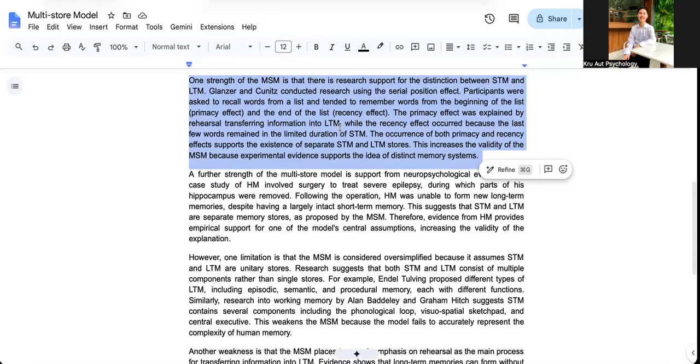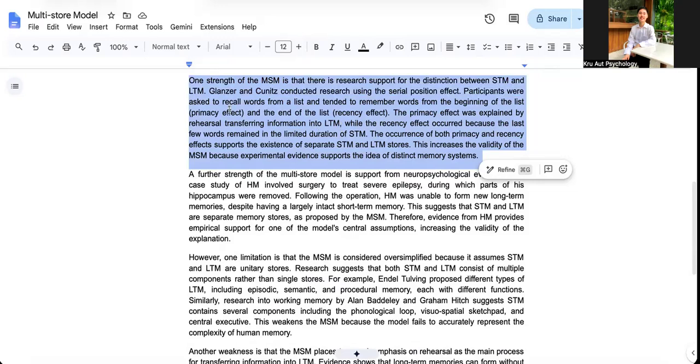So the idea of whatever that links back to AO1 in the answer, as in for the multi-store model, AO1 says that rehearsal is needed to transfer information from short-term to long-term, right? As long as it refers back to that and supports the concept of the multi-store model, that the model is right, that's going to be a strength. While the recency effect occurred because the last few words remained in a limited duration of short-term memory.